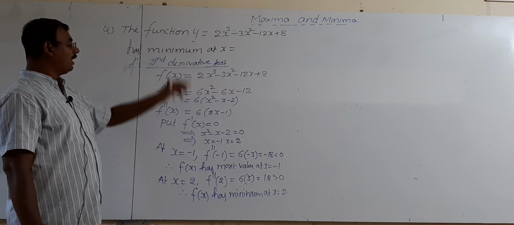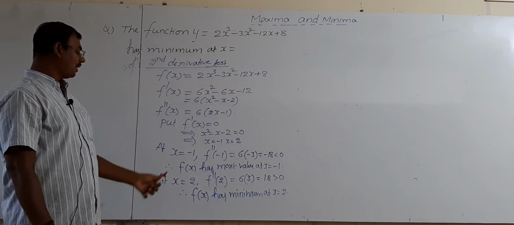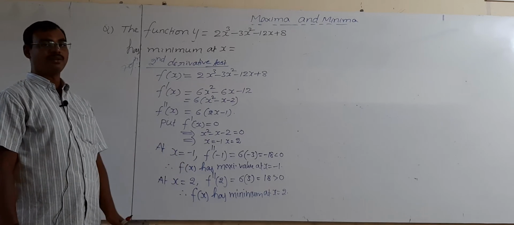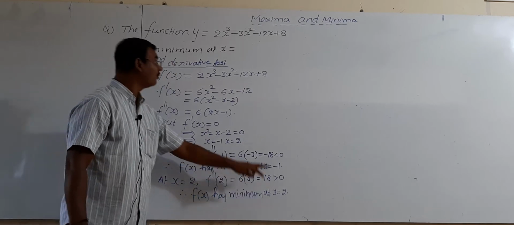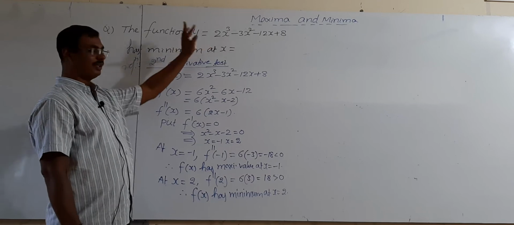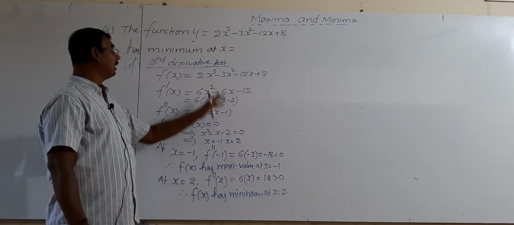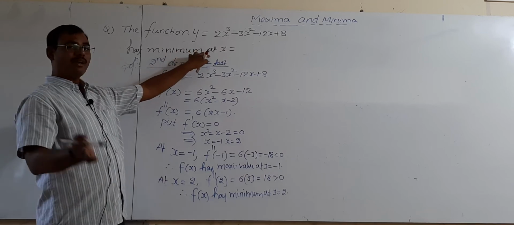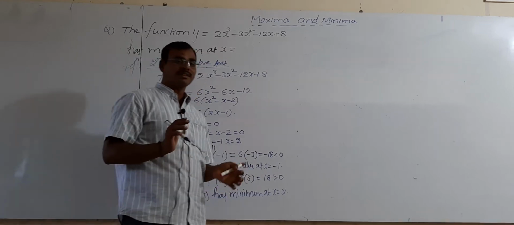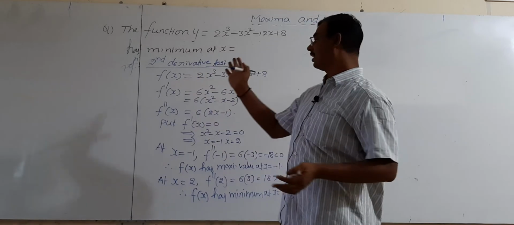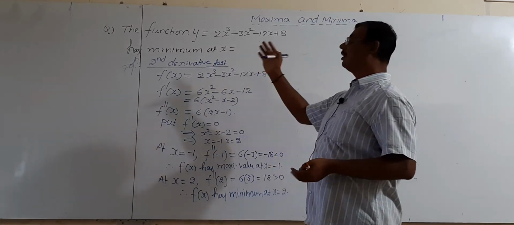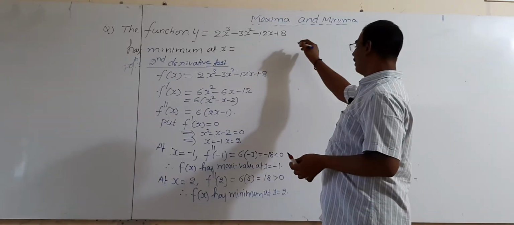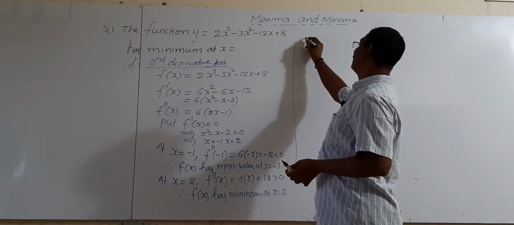Okay. So if you want the minimum value, what to do? It has a minimum at x is equal to 2. The minimum value is equal to what? f of 2, substitute here. The maximum value is equal to what? f of minus 1, substitute here. So it is asking only at what value of x it attains minimum. So using the second derivative test, we got the answer. Okay, one more method if you want, a time saving result.